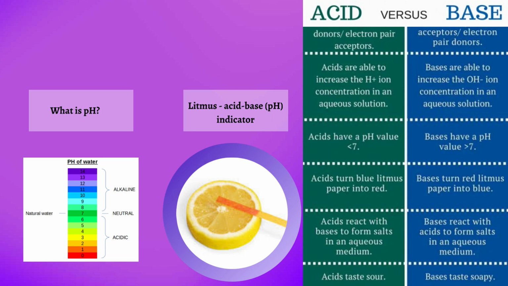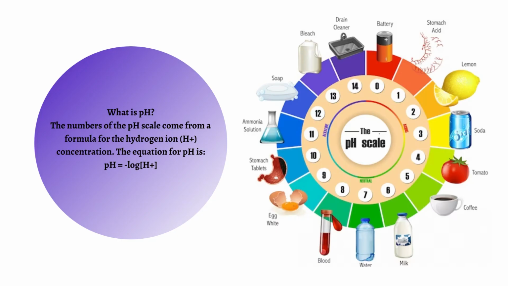What is pH? The number on the pH scale comes from a formula for the hydrogen ion concentration. The equation for pH is equal to the negative log of the concentration of hydrogen plus ions. pH is used to describe how acidic or basic, alkaline, a liquid is. It is necessary to make further investigation of measuring acidic or basic substances. A pH of 7 is neutral. At room temperature, pure water has a pH of 7.